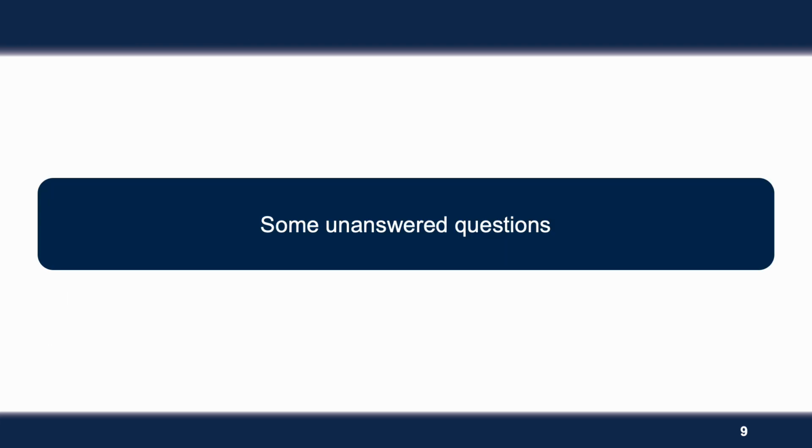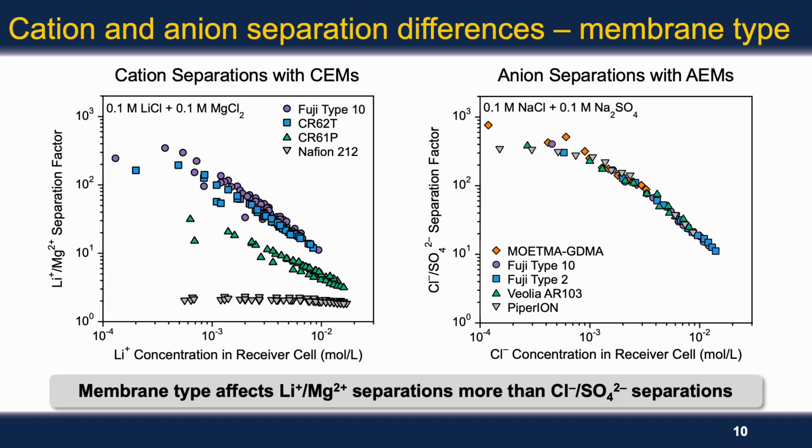I'll end this presentation with some unanswered questions and also some interesting observations from this study, but also our previous study on lithium-magnesium separation using a similar mechanism. A key difference between cation separations and anion separations using this concentration-driven mechanism is the dependence of the separation factor on the type of membrane studied.